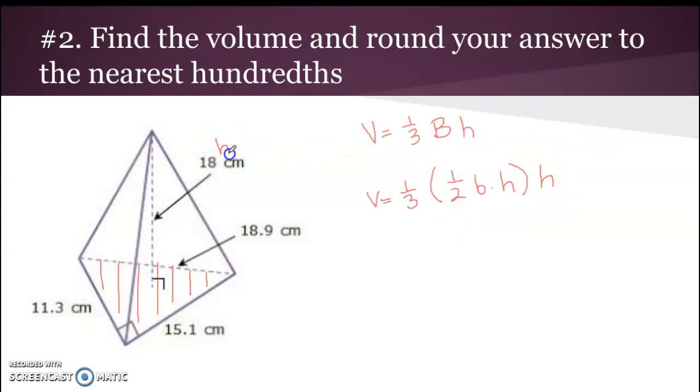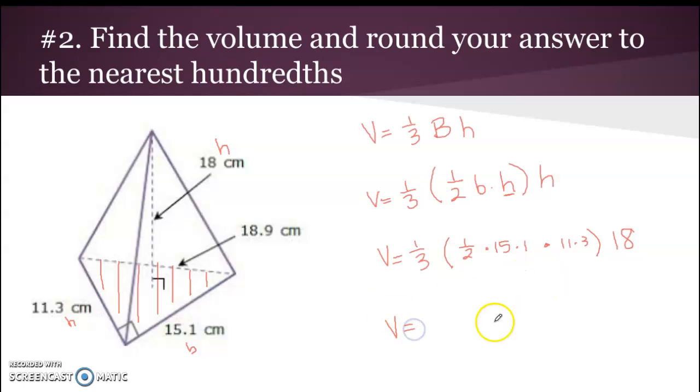This is the height of, exactly, that's the height of the pyramid. Now this is the height for the triangle. So let's look at the triangle, right? So we go volume equals 1/3 times half. This is the base of the triangle, and this is the height for the triangle. So the base is 15.1, and then the height is 11.3, and then the height of the entire shape is 18.